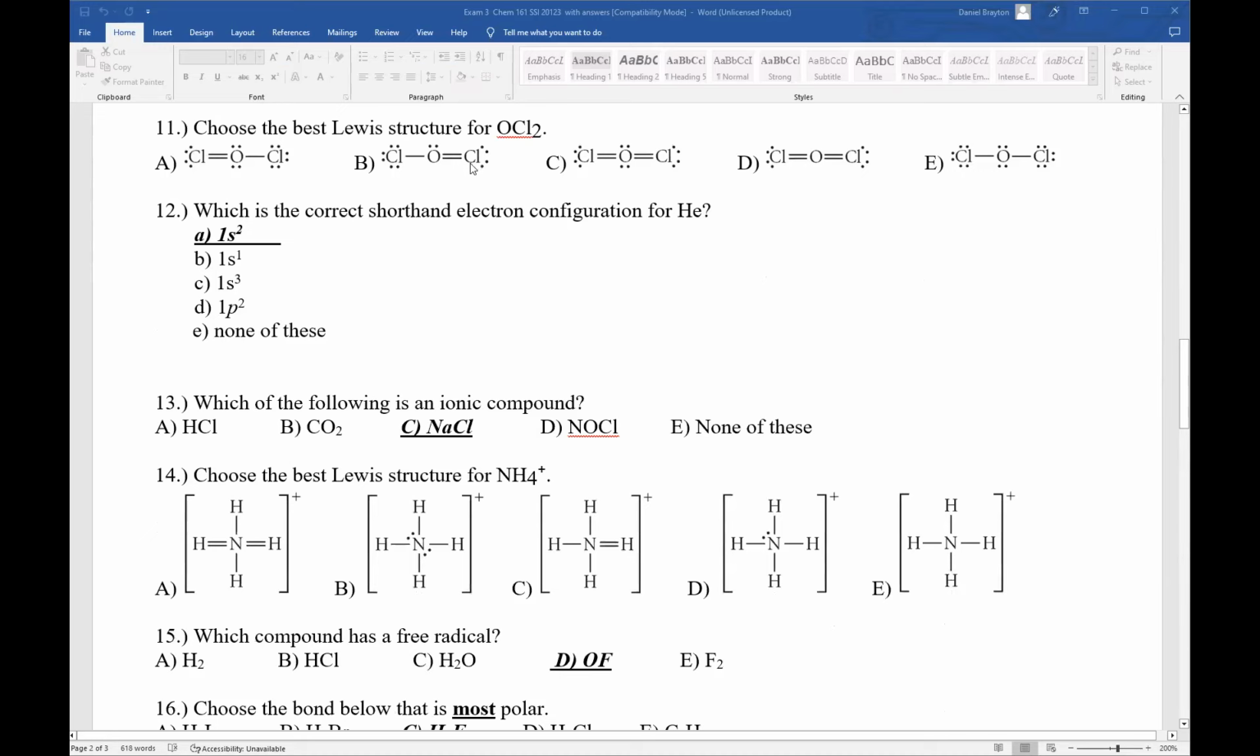11, choose the best structure for OCl2. In general, with all these, they take a similar format: as long as you have a bond between these two, it'll be bent if you have lone pairs there. So 6 electrons for oxygen, 7 for chlorine. So pretty straightforward that the chlorine wants to form 1 bond, and oxygen, it's typical, wants to form 2.